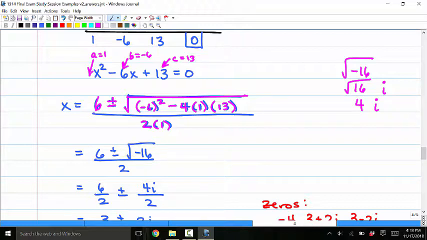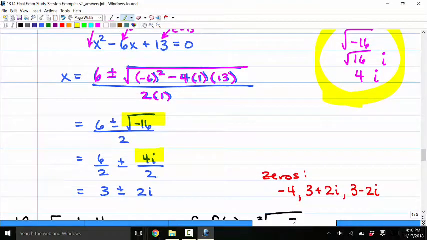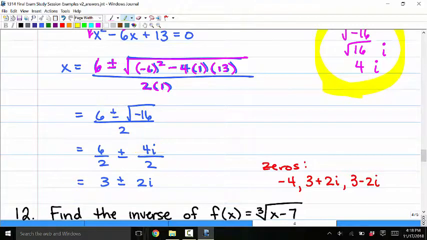So to go from here to here, that's how I did it. So 6 plus or minus the square root of negative 16 all over 2. I'm going to divide both things by 2, so I get 6 over 2 plus or minus 4i over 2, which is 3 plus or minus 2i. The original zero they gave you was negative 4, and you just found 2 additional zeros, 3 plus 2i, 3 minus 2i.